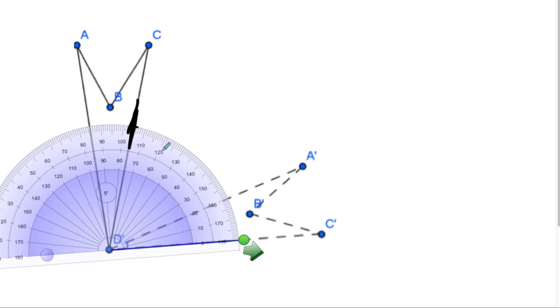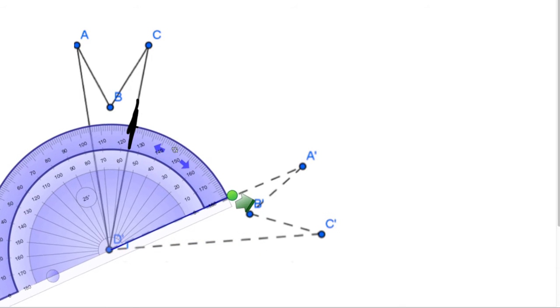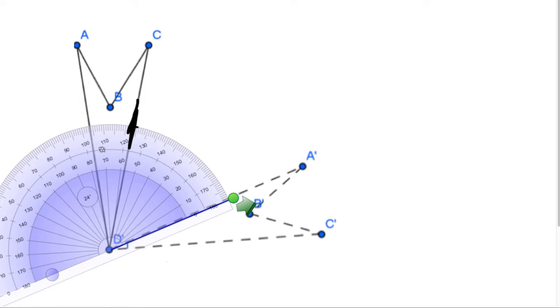So what I want you to do now is use the protractor, rotate it a little bit so that it's going on A prime D prime, and you can see that the angle that AD makes is the same exact angle. It doesn't matter which two you decide to measure. You can just use two to double check your work. It's the same angle. It's still 77 degrees. It's still this angle right here, 77 degrees.